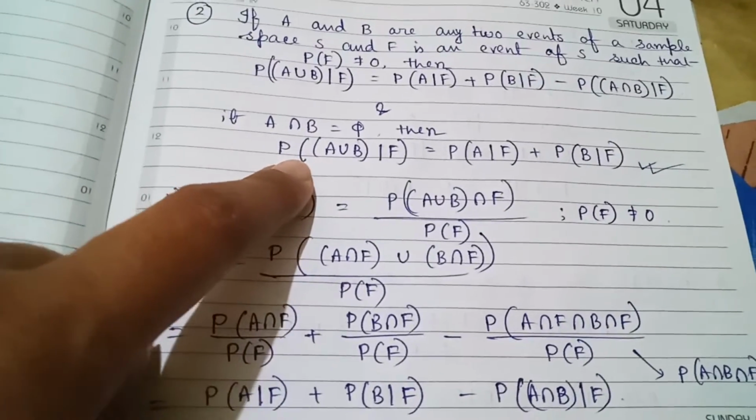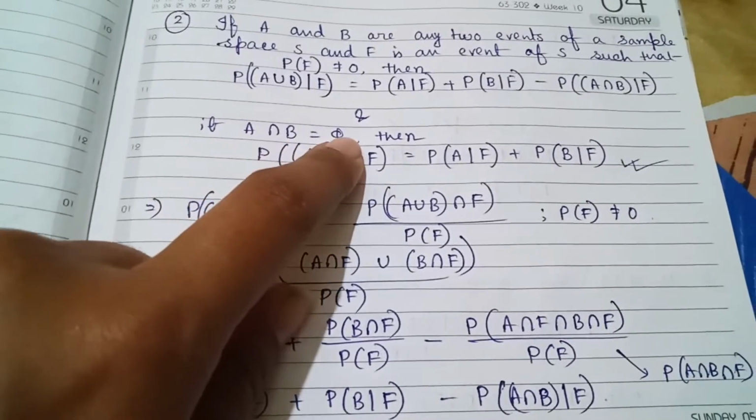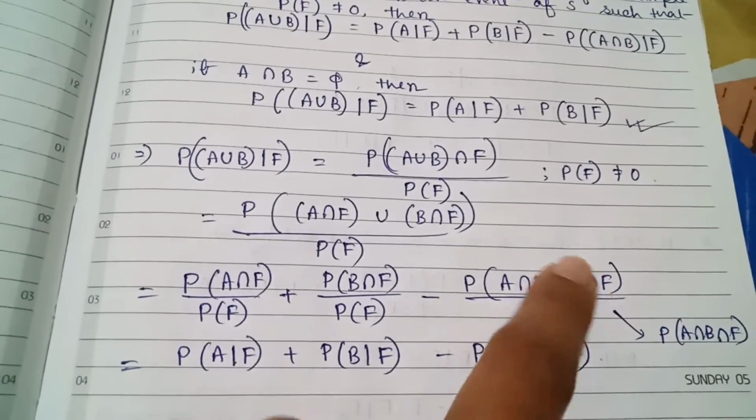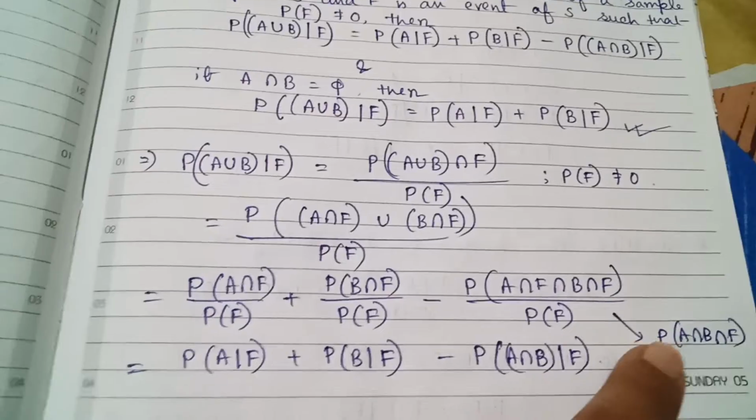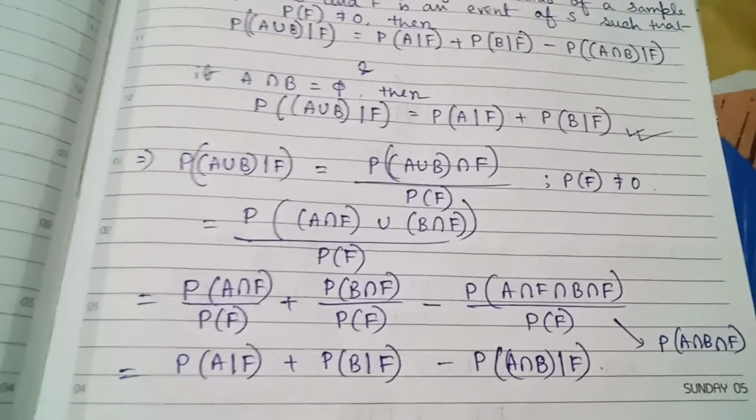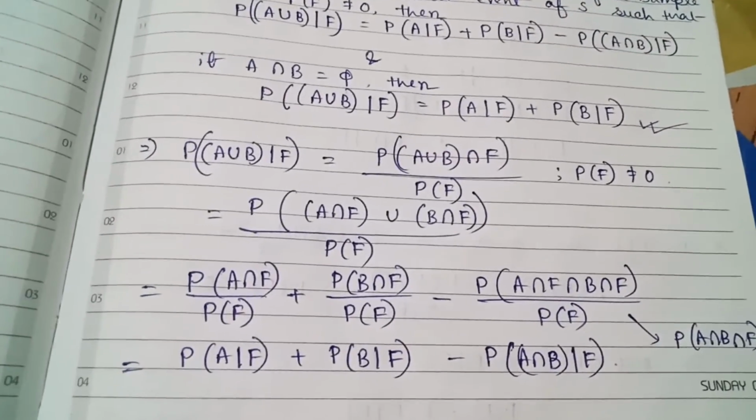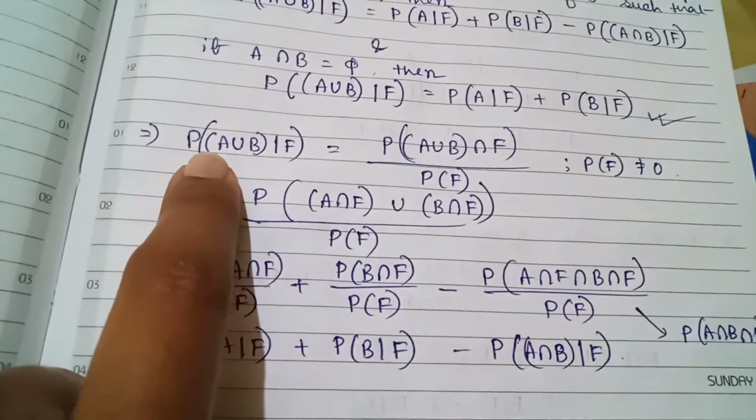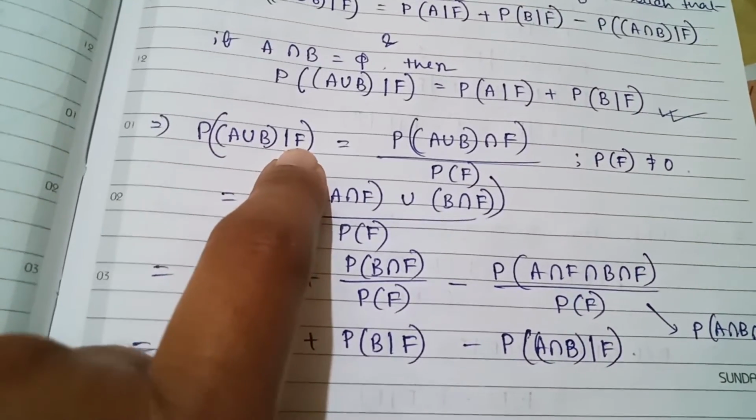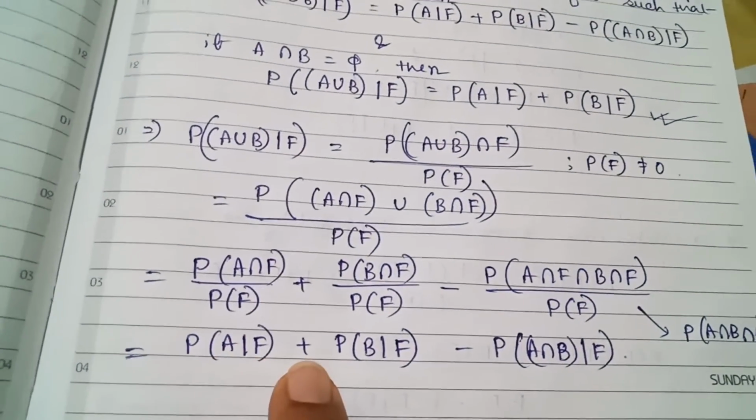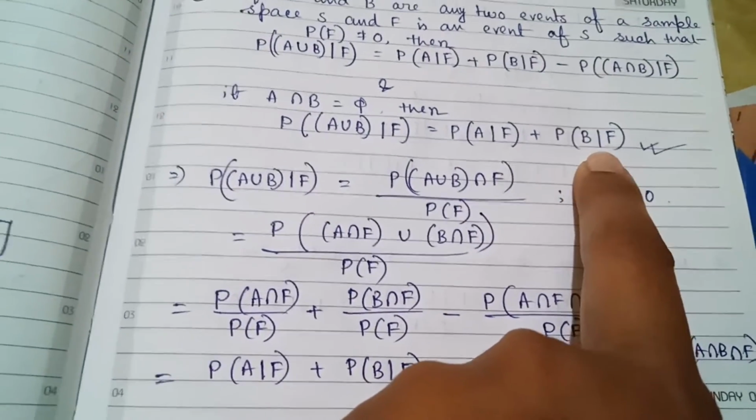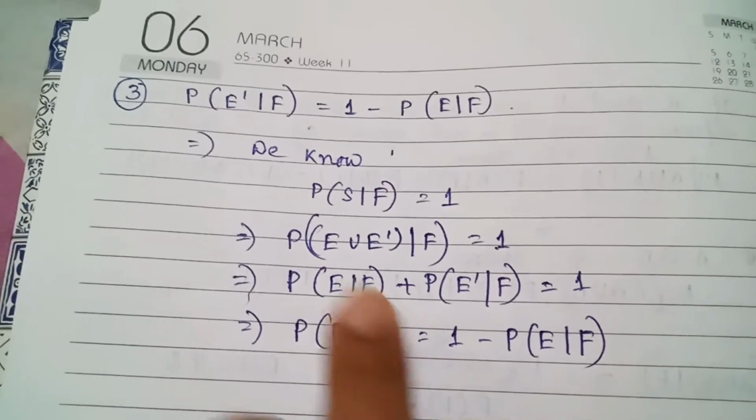Coming to the second part. If A intersection B equals phi, that means P of A intersection B will be 0. So this one will be 0. Now if this part comes as 0, then what we are getting? We are getting P of A union B on F equals P of A on F plus P of B on F, which is the second part.